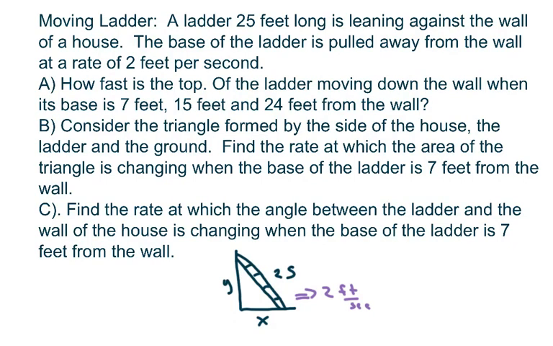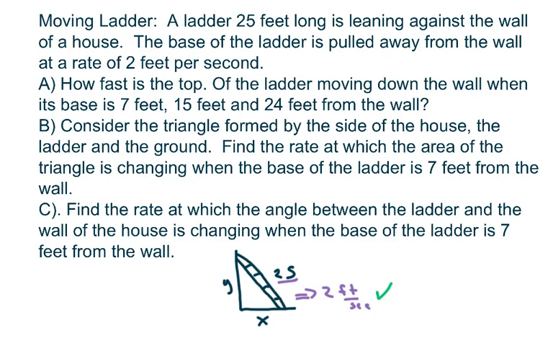Everyone, we're going to be talking about a moving ladder. A ladder is 25 feet long. Here it's leaning against the wall. The base of the ladder is being pulled away from the wall at a rate of 2 feet per second.